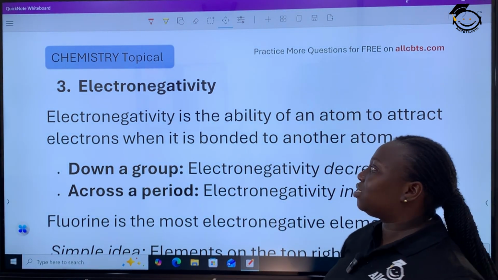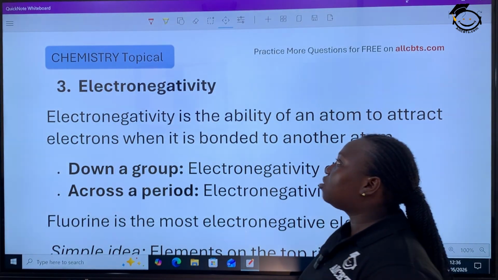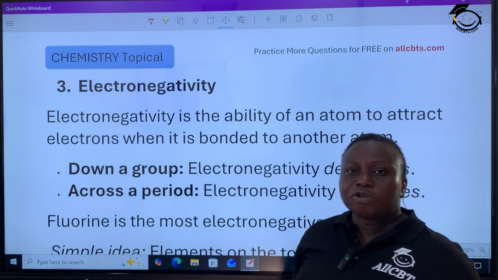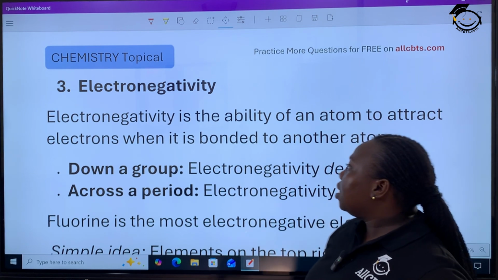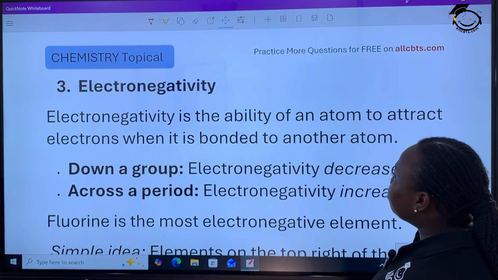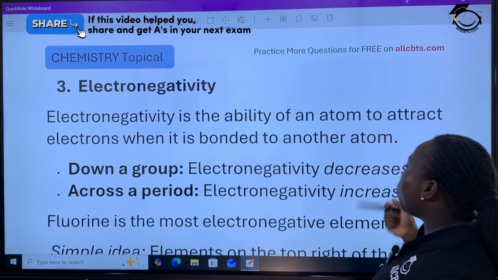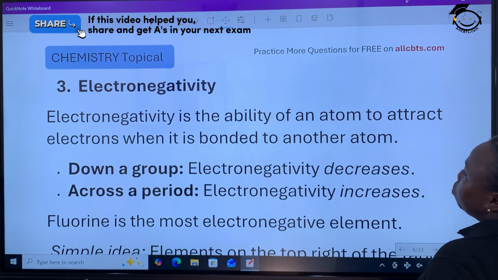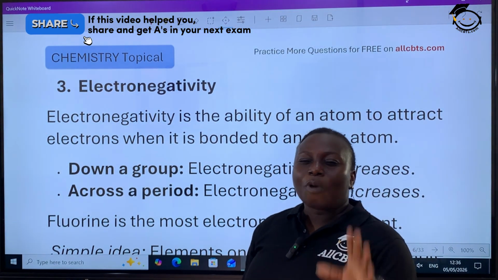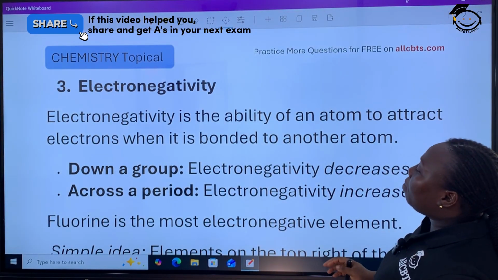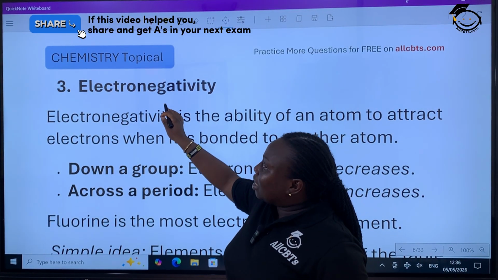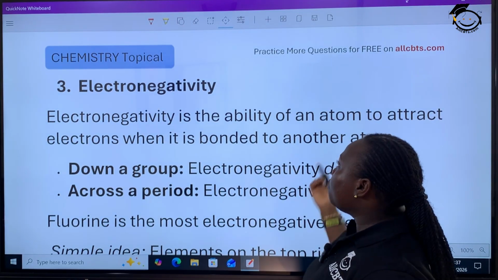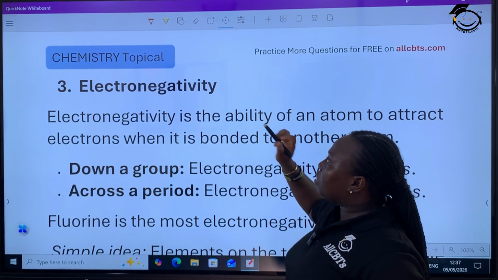Now we have electronegativity. This is our third property. We have seen atomic radius, we have seen ionization energy. Now we're looking at electronegativity. When we hear electronegativity, what are we talking about? It is the ability of an atom to attract electrons when it is bonded to another atom. Let's look at an element that is electronegative. For example, we can say fluorine. Fluorine is very electronegative.